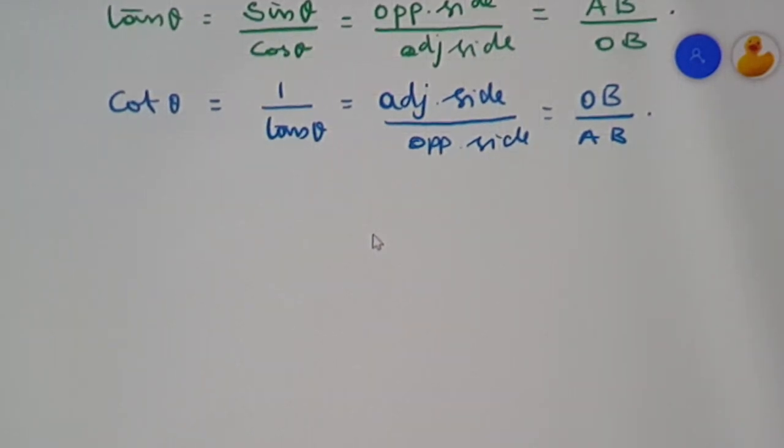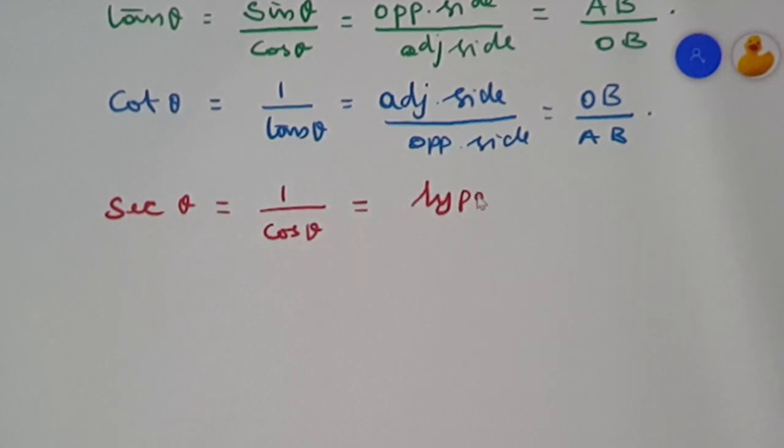The next one, I am considering the reciprocal of cos theta, so I am taking secant theta. What is secant theta? Reciprocal of cos theta, so 1 by cos theta is equal to hypotenuse divided by the adjacent side. Hypotenuse we have written as OA, and adjacent side as OB.